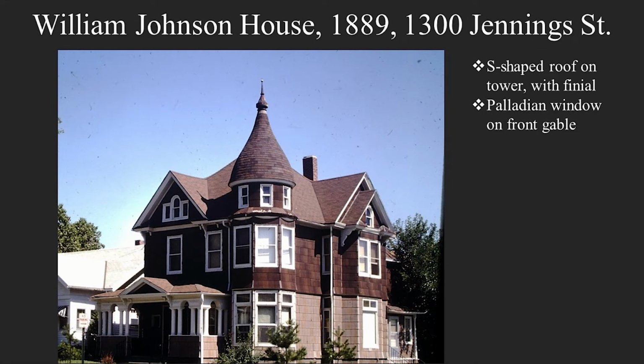This is the William Johnson House. He was a tailor, a clothing maker. He built this house in 1889 at 1300 Jennings Street. This image is from the 1970s, but this house is still standing. And what I wanted to point out in this image is on the top of the tower, again we see an elaborate S-shaped roof with a tall finial, about a 5-foot tall finial. And we see again a Palladian window on the gable end on the left, that arched window flanked by two smaller square windows.